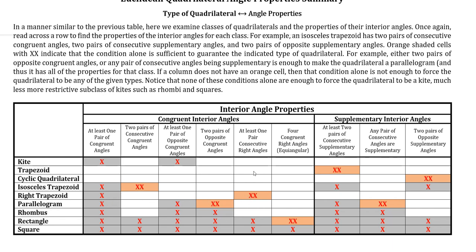Notice that a right trapezoid has at least one pair of consecutive right angles. That's going to be true for special kinds of right trapezoids like rectangles and squares. Okay, that property alone is enough to make it a right trapezoid, but not necessarily a rectangle or square. And four congruent right angles, equiangular, is a rectangle. That's a defining property of a rectangle, and a square being a special kind of rectangle gives you that. So I'm just saying, which ones have at least one pair of congruent angles? Well, that's true for a kite, isosceles trapezoid, right trapezoid, parallelogram, rhombus, rectangle, and square, but not necessarily for cyclic quadrilaterals or just trapezoids in general.